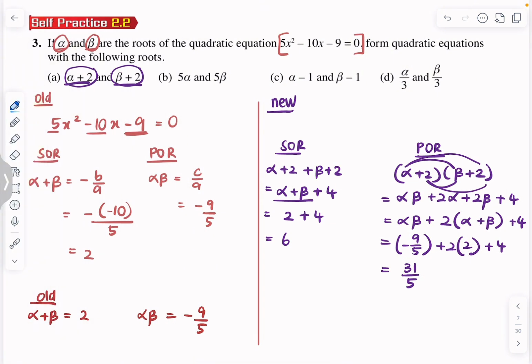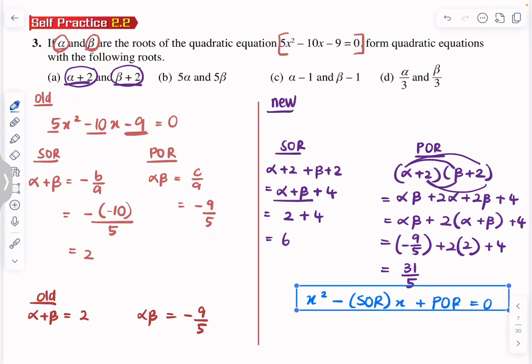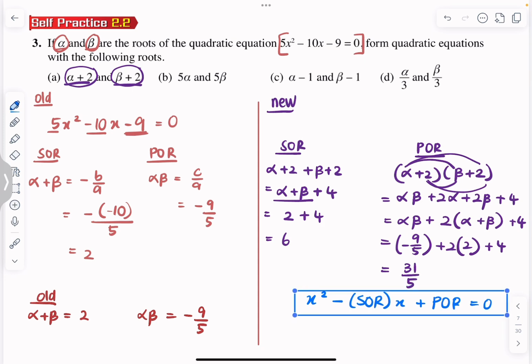Okay, so the general form of the quadratic will be x squared minus sum of roots x plus product of roots equals to 0. This is the general form. So in this case, we just have to sub in to get our actual equation lah. So x squared minus sum of roots will be 6. Product of roots is this. So minus 6x plus 31 over 5 equals to 0.